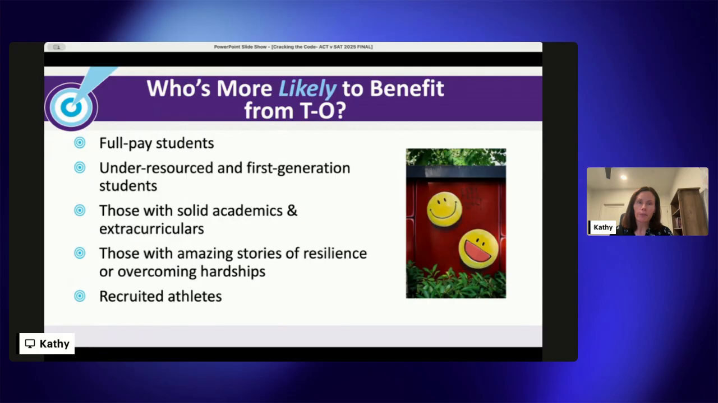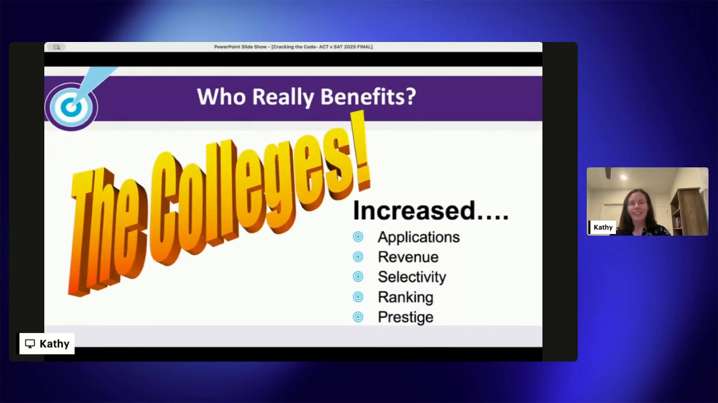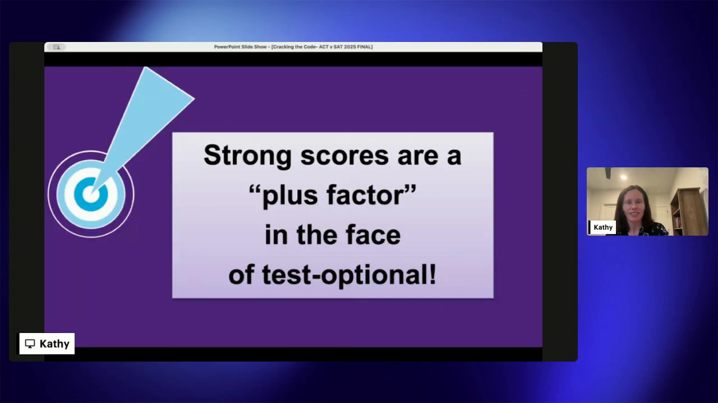Students who may benefit from test optional might be recruited athletes, students who have overcome hardships, who may have come from under-resourced backgrounds, students who already have solid academics and extracurriculars. And at the end of the day, we know that colleges certainly benefit from test optional policies. It does drive up the number of applications, and that can lead to greater prestige, ranking, and selectivity.